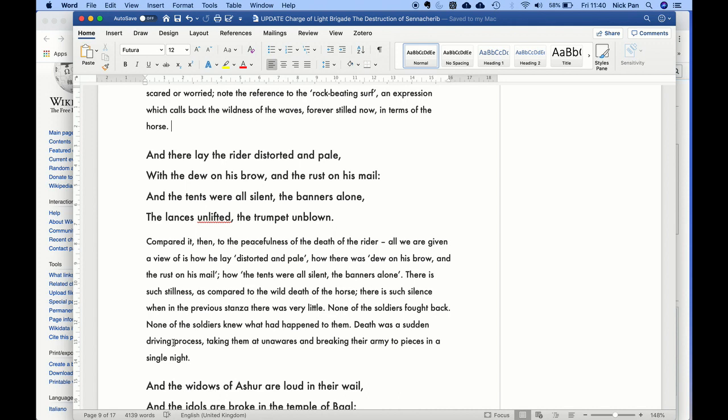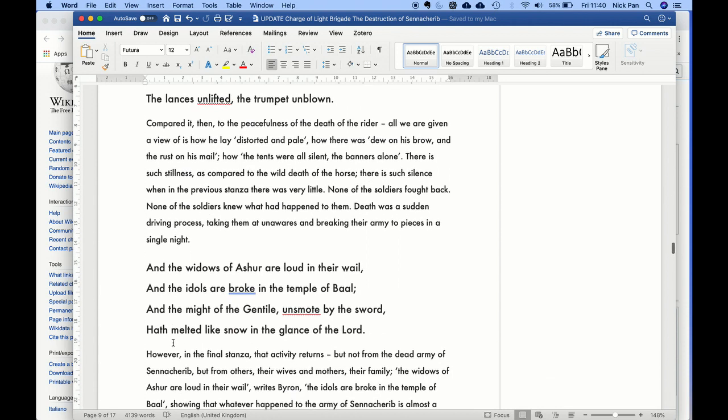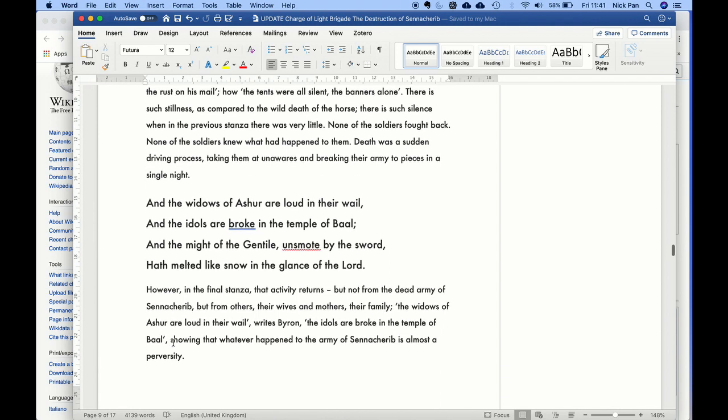None of the soldiers fought back, and none of the soldiers knew really what happened to them. It happened so quickly. Death was a sudden driving process, taking them unawares and breaking the army into pieces in a single night. So here we are.